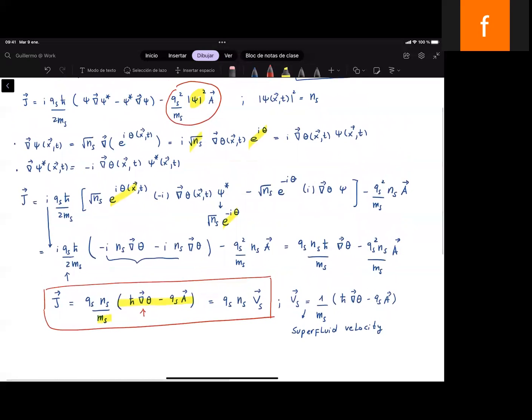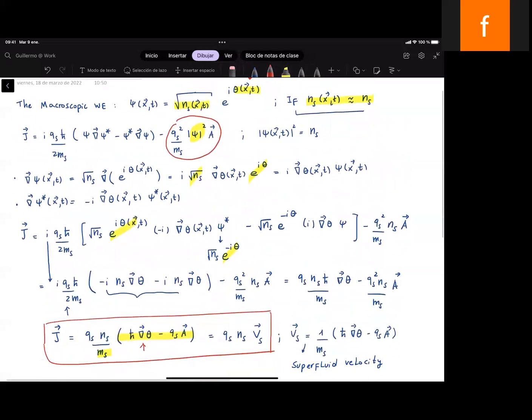Indeed, this is one of the first equations that we will use for describing the electrodynamics of any superconductor. So keep in mind this equation, and I'll show you more later. Because then we need to know what happens with the Schrödinger equation with this condition.